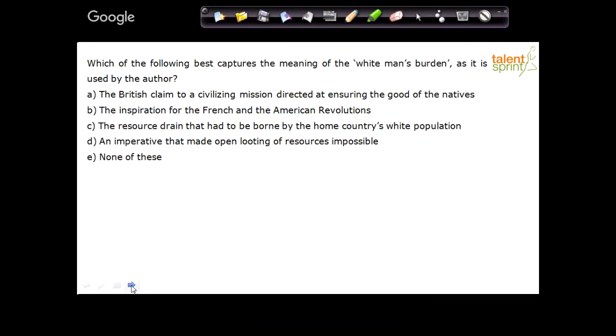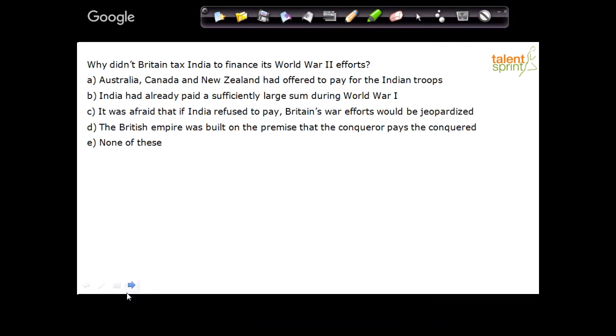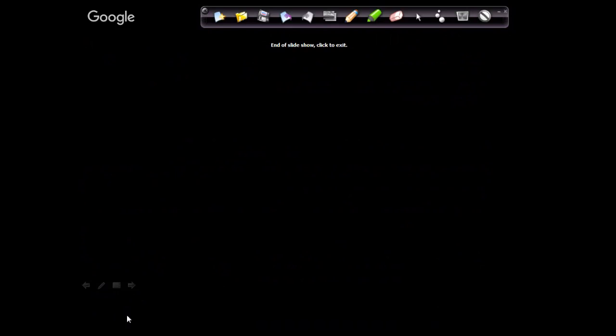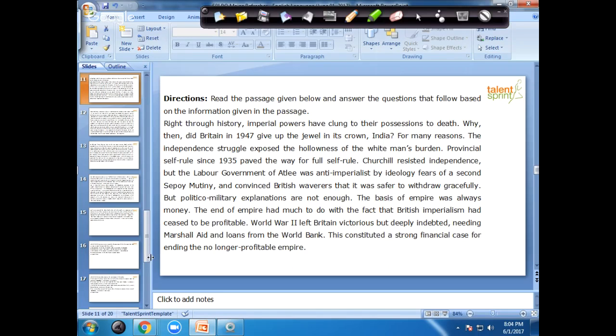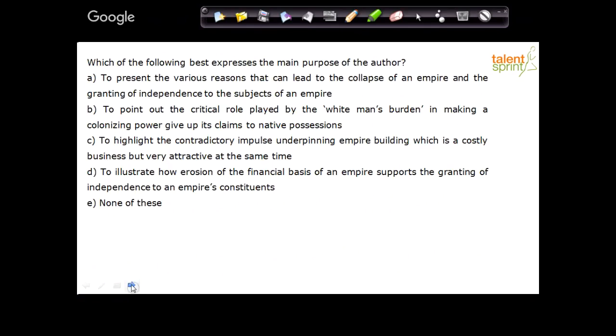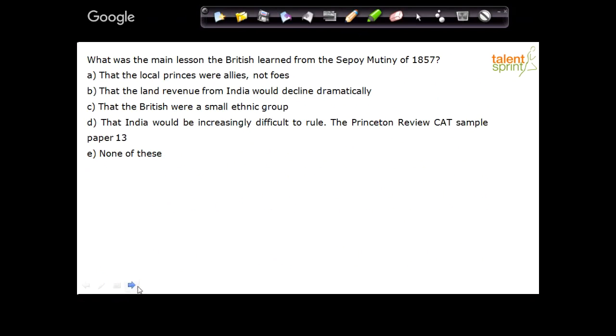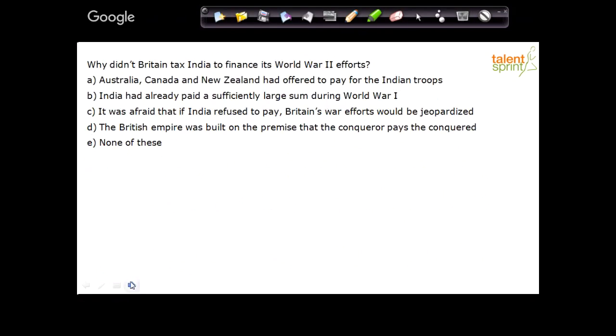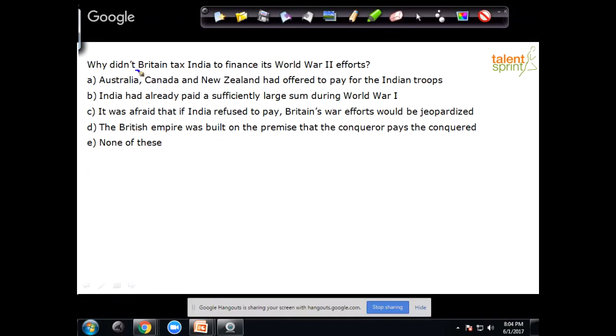2 marks in RC. Why didn't Britain tax India to finance its World War II efforts? So we're talking about, oopsie. Sorry guys, my bad. Going back. I think that was the last question. 5 questions, okay, 5 questions in this passage. Why didn't Britain tax India to finance its World War II efforts?